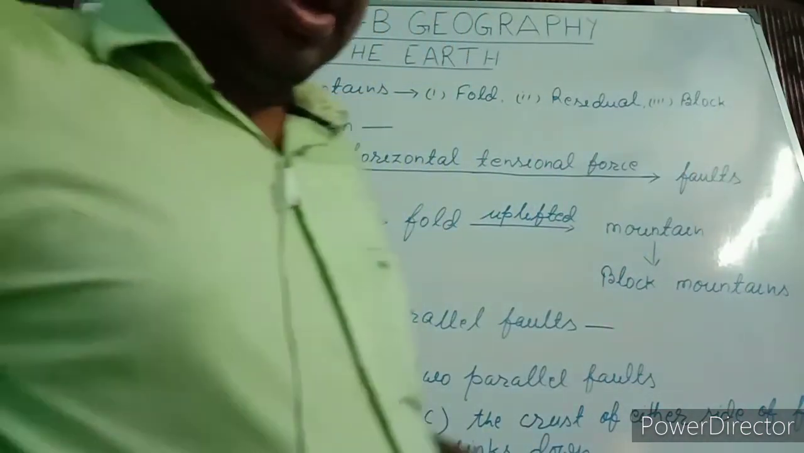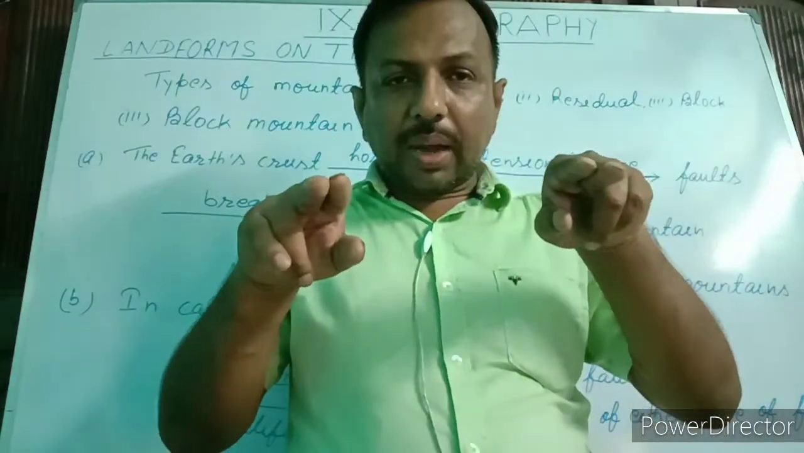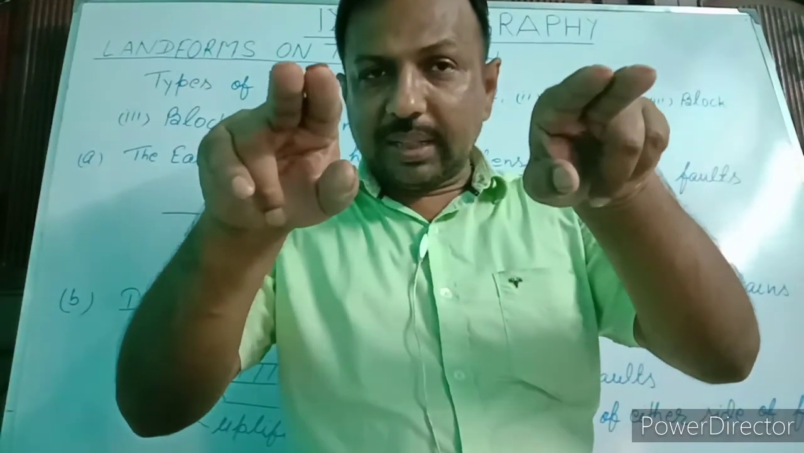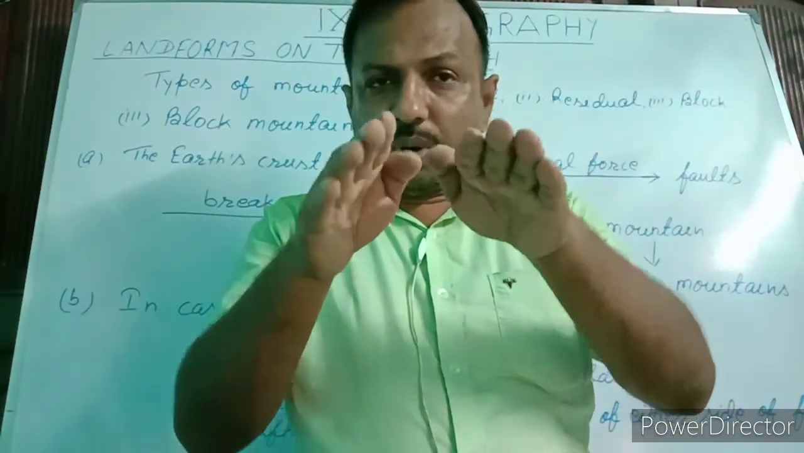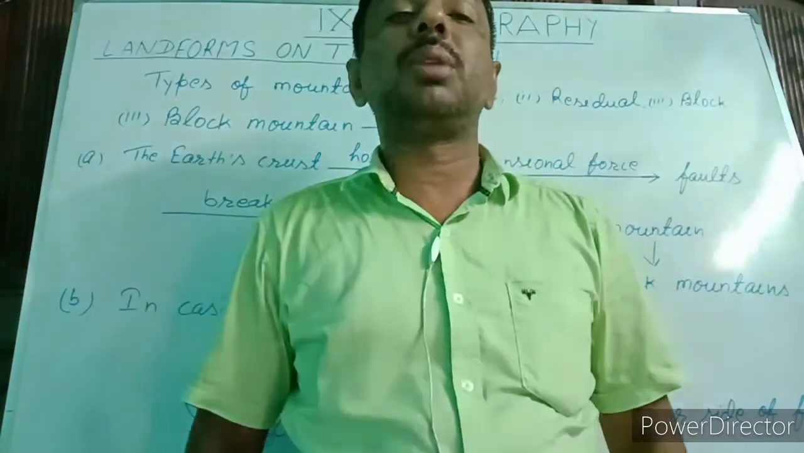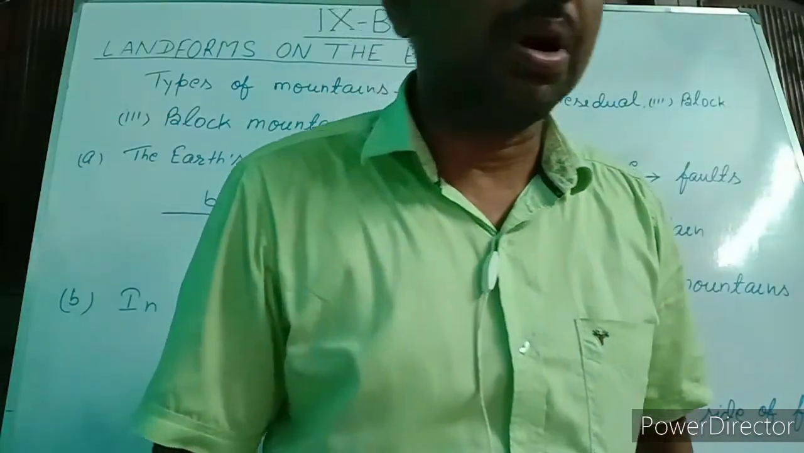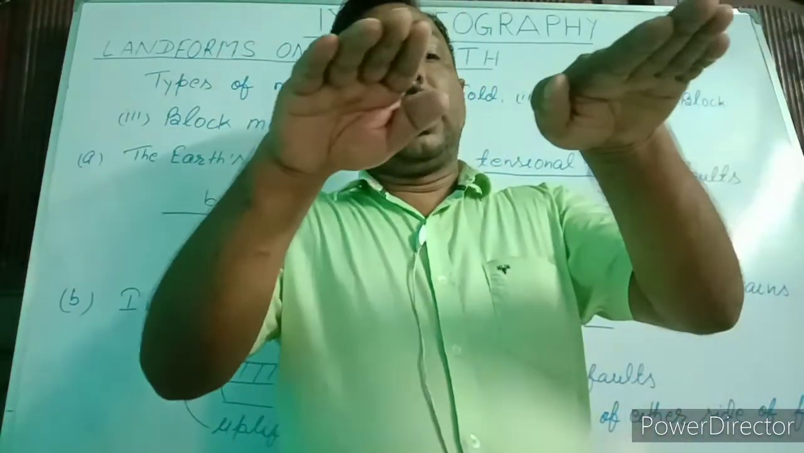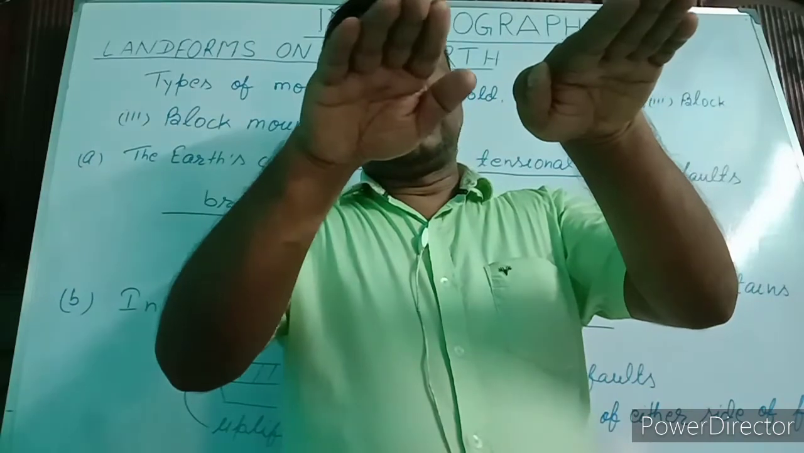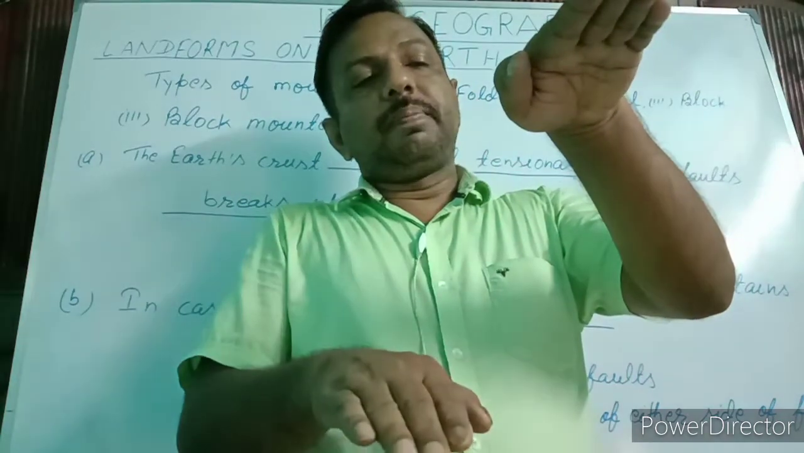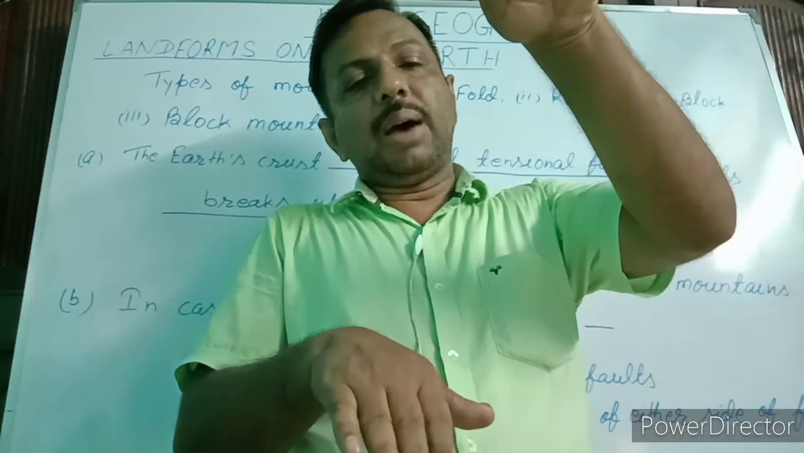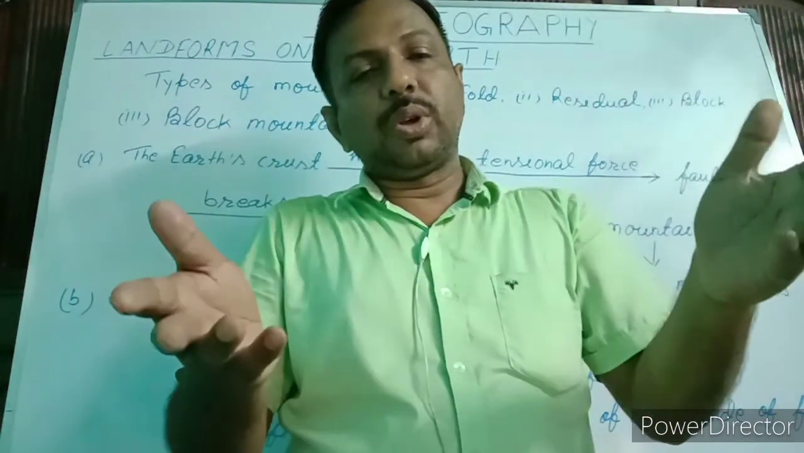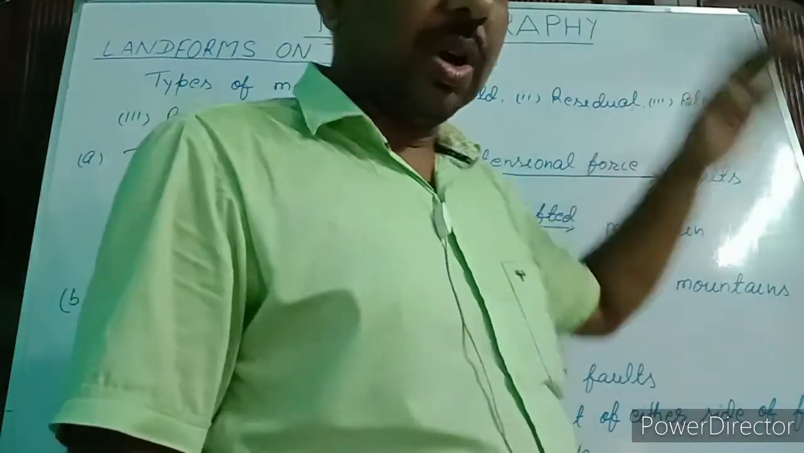Number two, in case of two parallel faults, if two parallel faults are together, then the middle of those two parallel faults rises up and takes the shape of a mountain. That is also one process of the formation of a block mountain. Third, when at the edge of the fault the earth crust sinks down, then the portion of the fault will rise up and take the shape of a mountain. That is also one process of the formation of a block mountain.